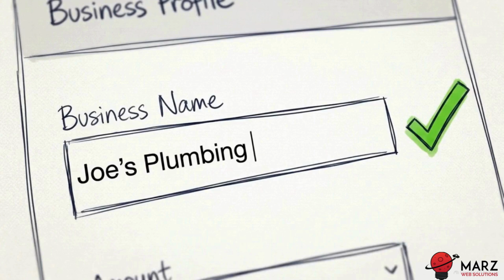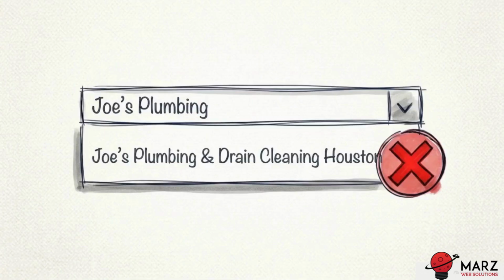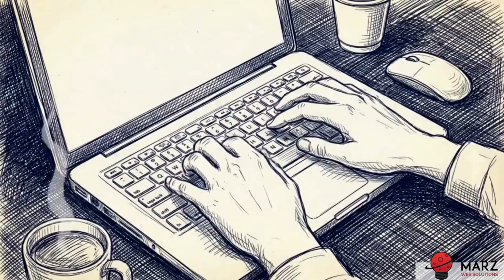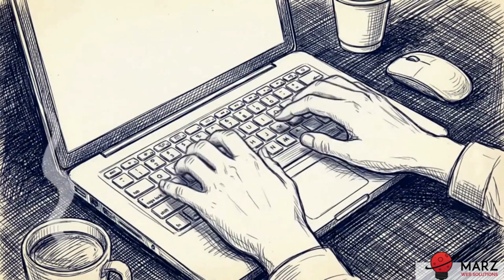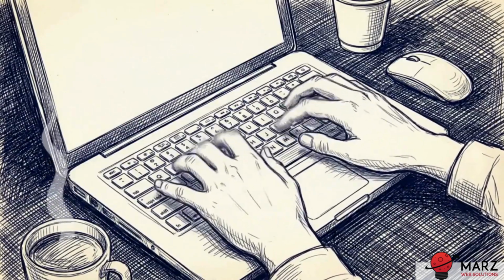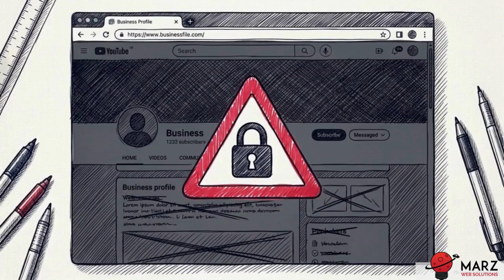Look at this UI mockup of a business name field. Step 1 is navigating to your profile and entering your exact legal business name. Notice the green check next to the clean legal name and the red cross next to the version stuffed with extra keywords. It can be tempting to add extra city names or service keywords to your title to get noticed, but doing so creates a risk of profile suspension and can create trust issues with potential customers.